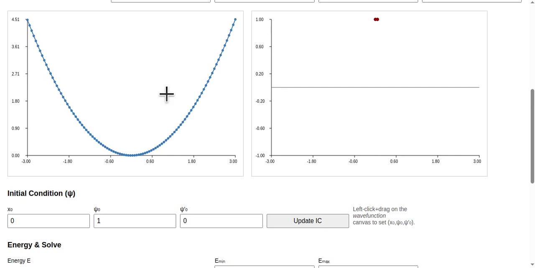Here is the potential energy function plotted, but you can actually use your mouse to drag along the plot to change the shape of the potential energy function.